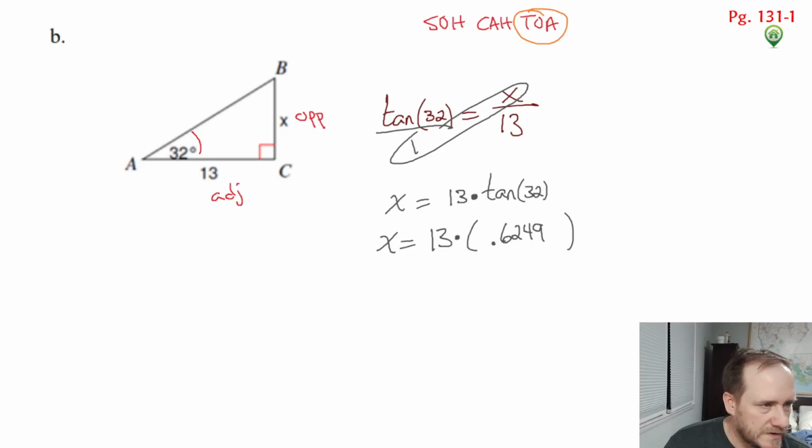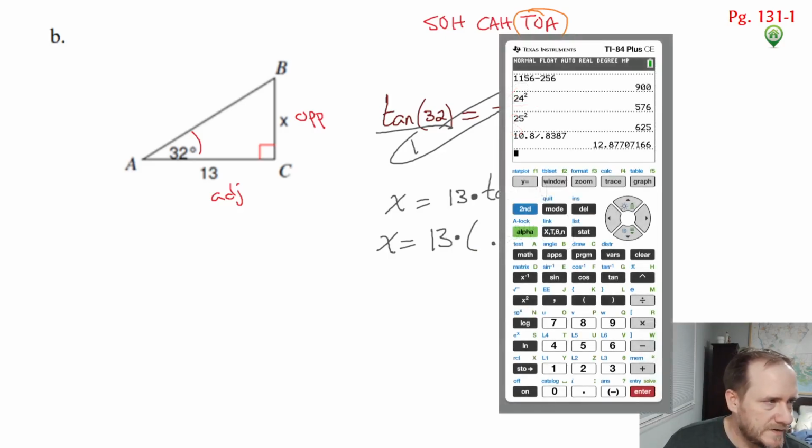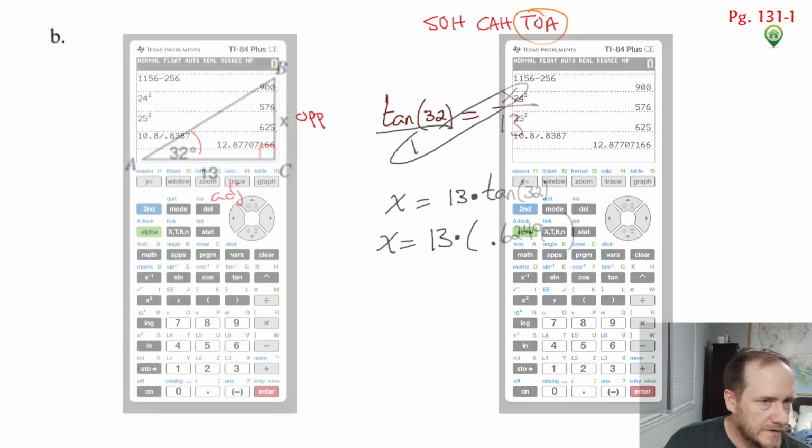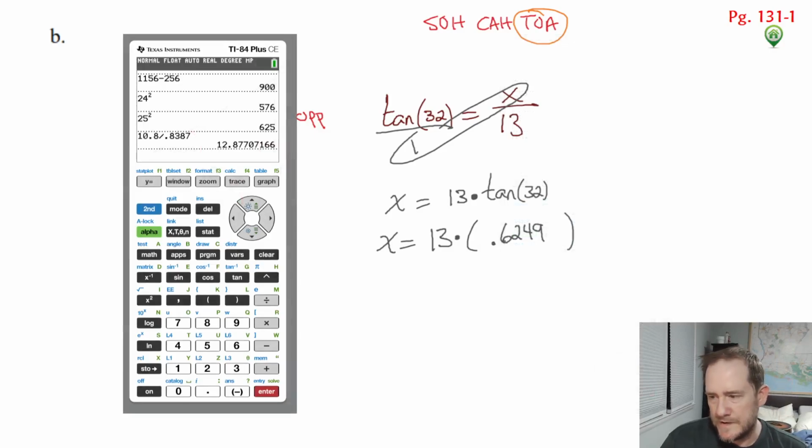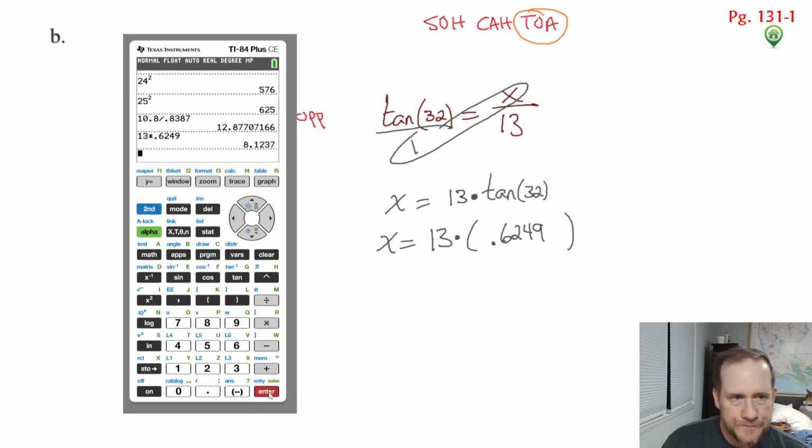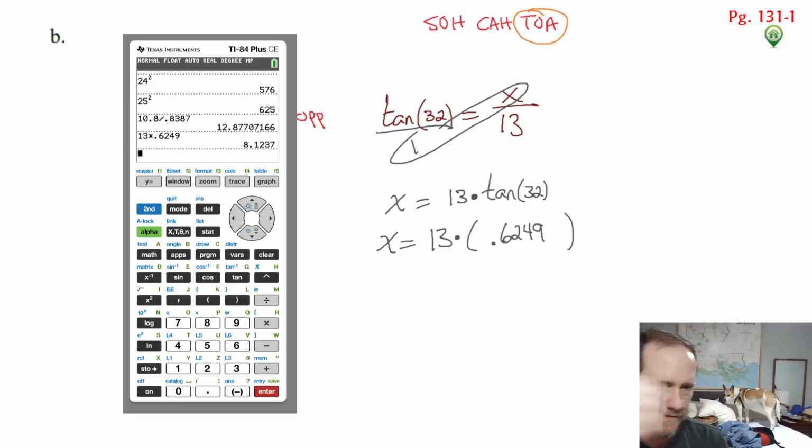So click, here's my calculator, let me move it over there. Okay, and then just type in what you're going to get. So I'm doing 13 times 0.6249 and see what you get. So I'm getting 8.1237.